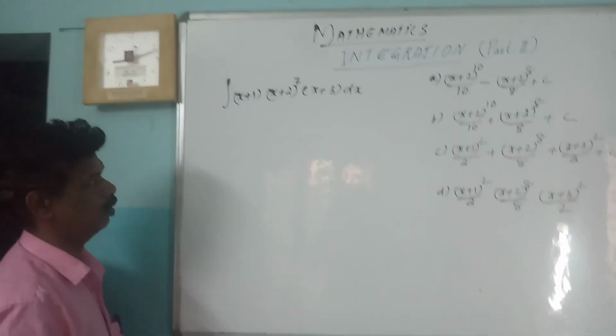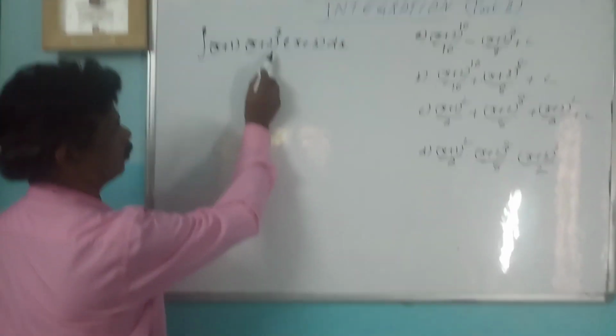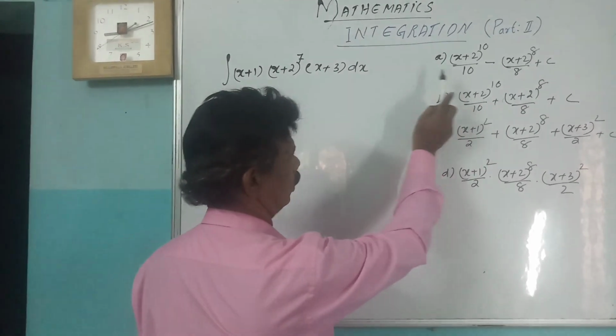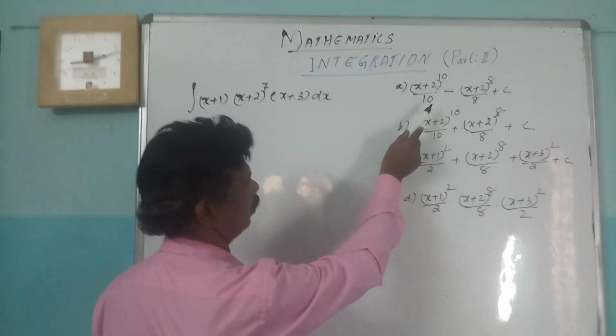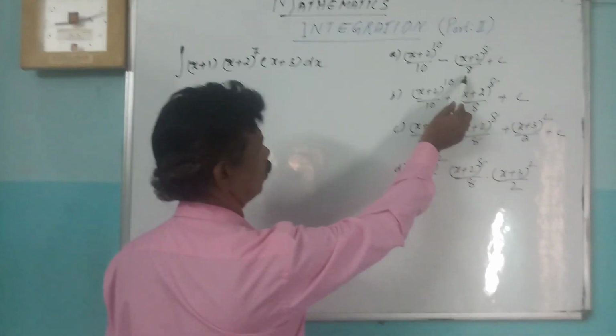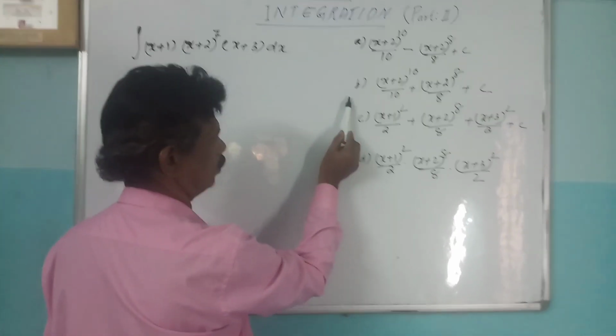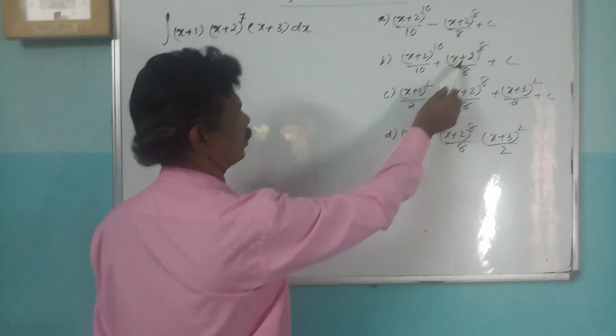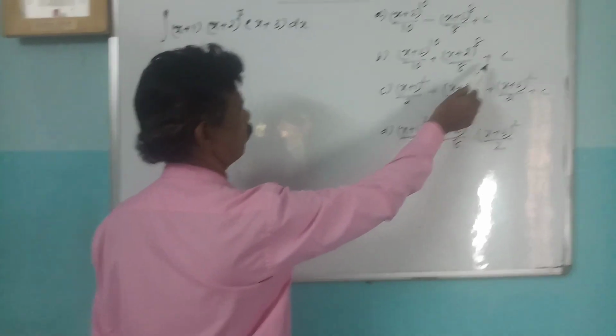Integral of (x plus 1)(x plus 2) all raised to 7 into (x plus 3) dx. The choices: first, (x plus 2) raised to 10 by 10 minus (x plus 2) raised to 8 by 8 plus c. Second choice, (x plus 2) raised to 10 by 10 plus (x plus 2) raised to 8 by 8 plus c.